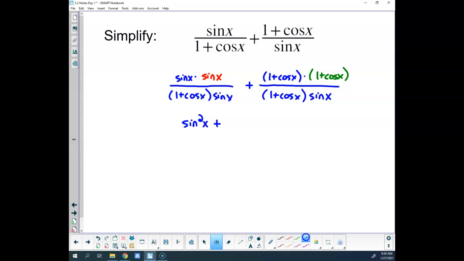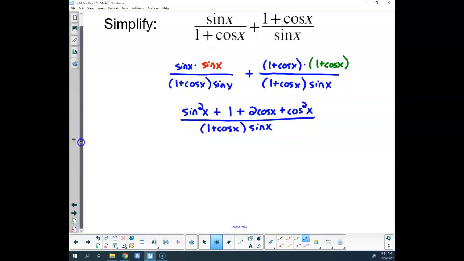Multiply it out to me? Yeah. So it'd be 1 plus 2 cosine of x plus cosine squared of x. They still have to keep that. Even though that top is pretty complicated and there's a lot of stuff going on there, I still have to keep it over 1 plus cosine of x and sine of x. I can't get rid of that. I can't just work the top. Okay?